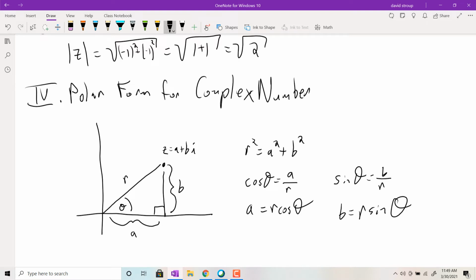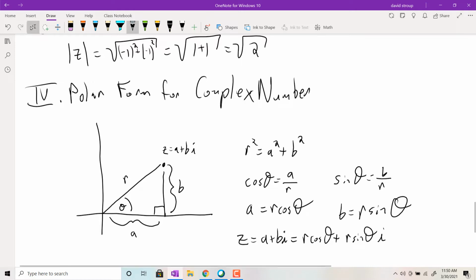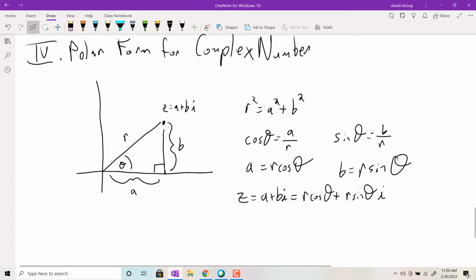And so if you have a value z equaling a plus bi, you can always rewrite that as r cosine theta plus r sine theta times i. And that's not how we traditionally want to write it. We generally want to factor out the r, and then you get cosine theta plus i sine theta.